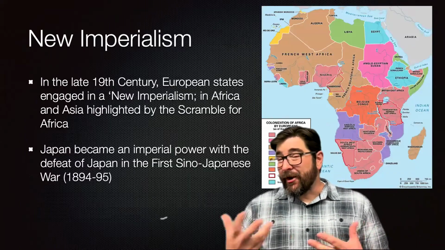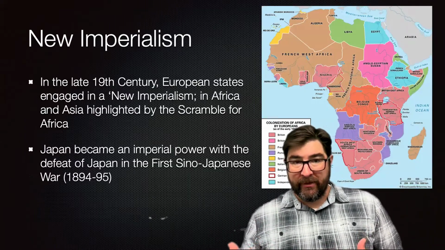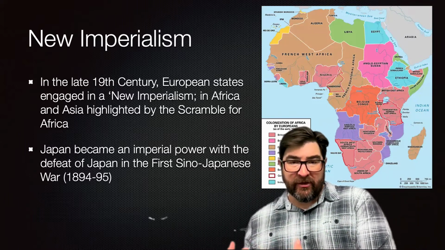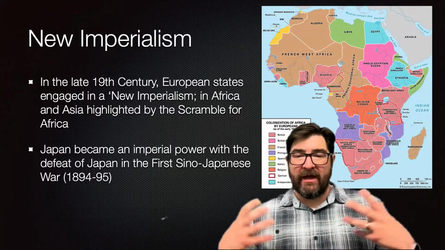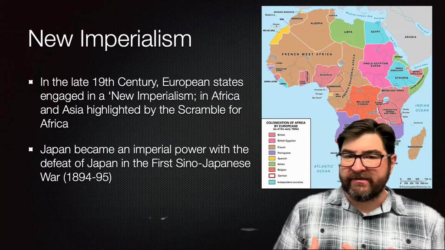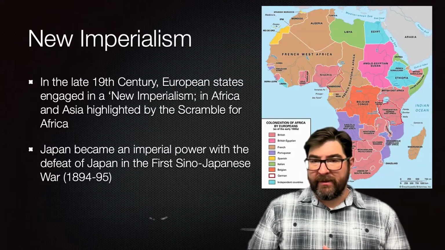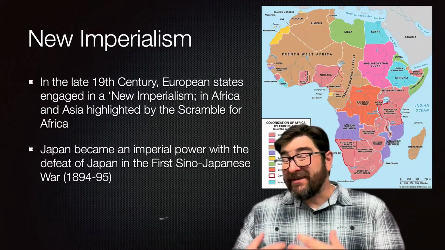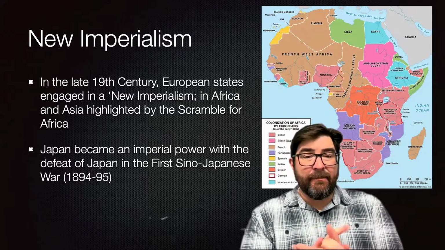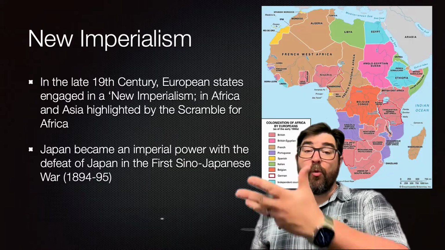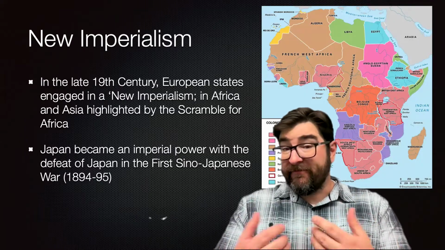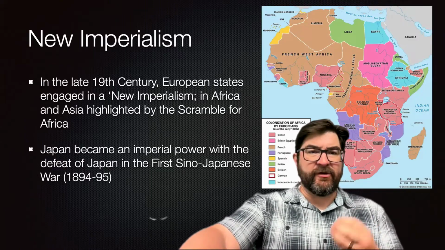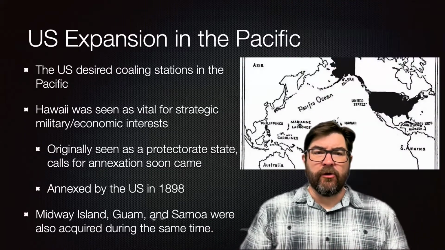Now, this is also the era of new imperialism in Europe, where European states were looking to territories in Africa and in Asia. This is highlighted by the scramble for Africa, where virtually all of the African continent would be imperialized by European states for resources for their industrialization. Japan is also becoming an imperial power at this time, as they are going to go to war with China in what is now the First Sino-Japanese War in 1894 and 1895. So many imperial powers around the world.